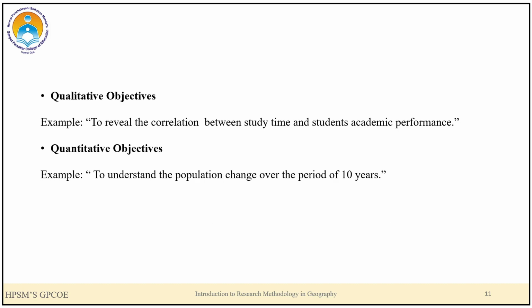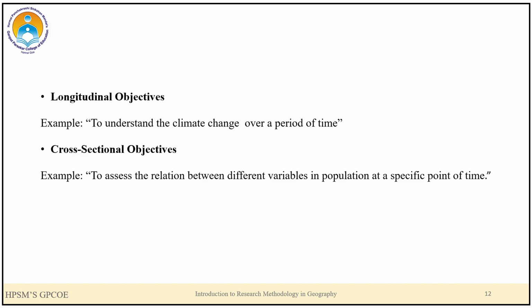Qualitative objectives. Qualitative objectives are used in qualitative research to explore and understand experiences, perceptions and behavior in them. For example, to reveal the correlation between study time and students' academic performances. Next, quantitative objectives. These objectives involve collection and analysis of numerical data to measure and quantify specific phenomena. For example, to understand the population change over the period of 10 years.